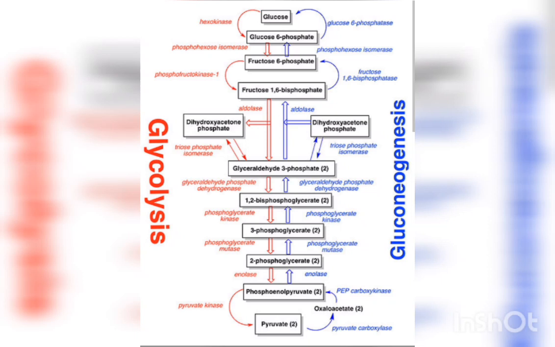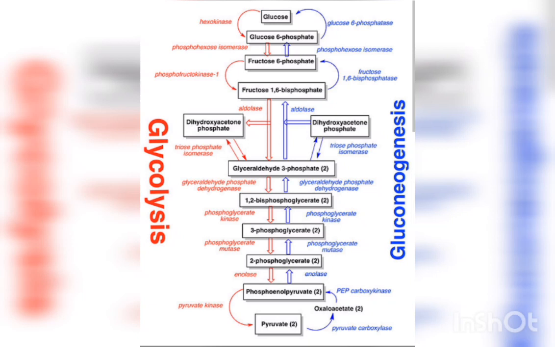It is important to note that gluconeogenesis is not a simple reversal of glycolysis, as certain steps in the process are unique to gluconeogenesis and are not found in glycolysis. Additionally, some of the enzymes involved in gluconeogenesis have a different regulation than their counterparts in glycolysis, allowing for the separate regulation of the two processes.